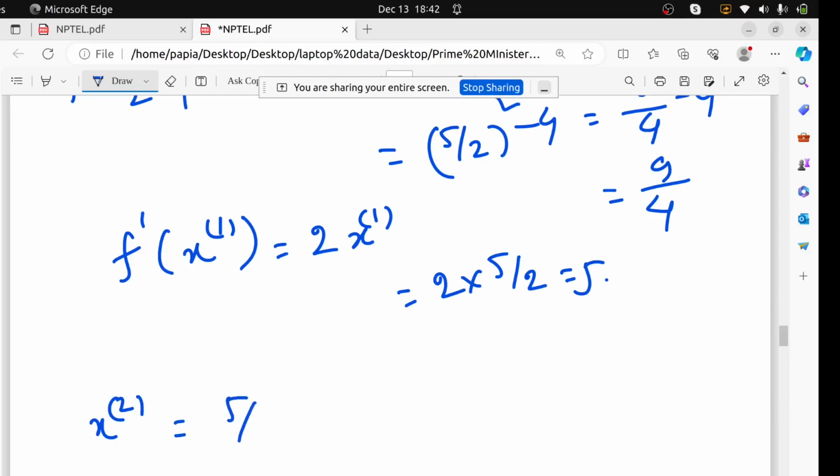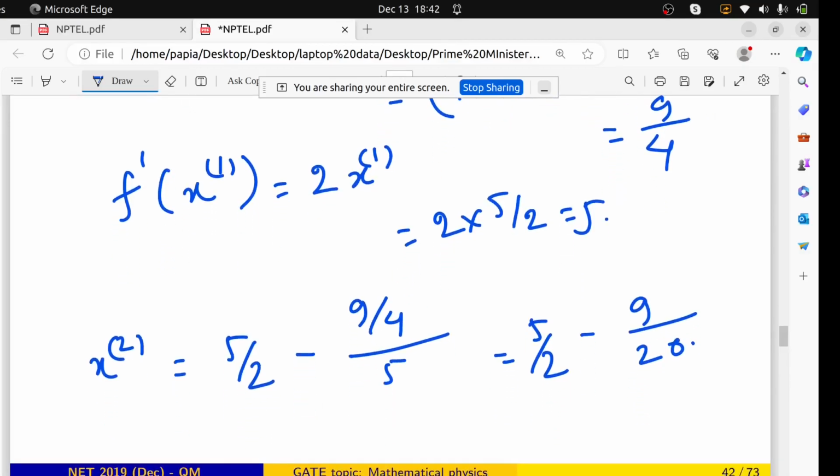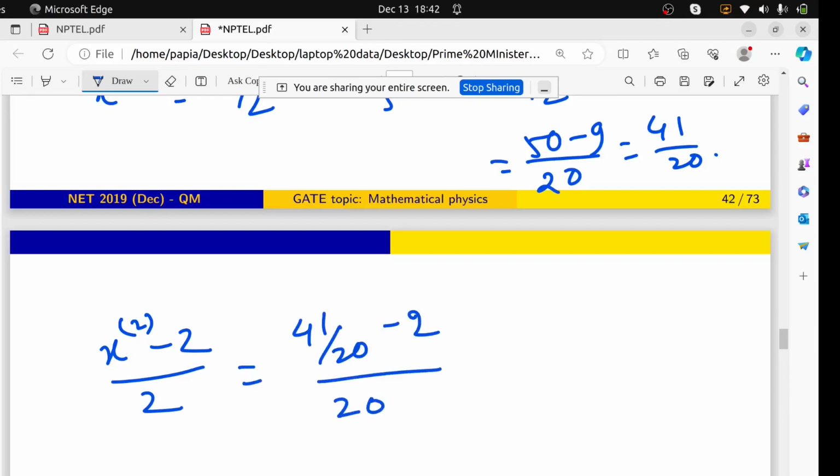x2 will be 5 by 2 minus 9 by 4 by 5. So it will be 5 by 2 minus 9 by 20. So the answer will be like 50 minus 9, so it will be 41 by 20. Now they are asking this one. So what will be this one? 41 by 20 minus 2 divided by 2. So the answer will be 41 minus 40 divided by 4. So this is 1 by 4.